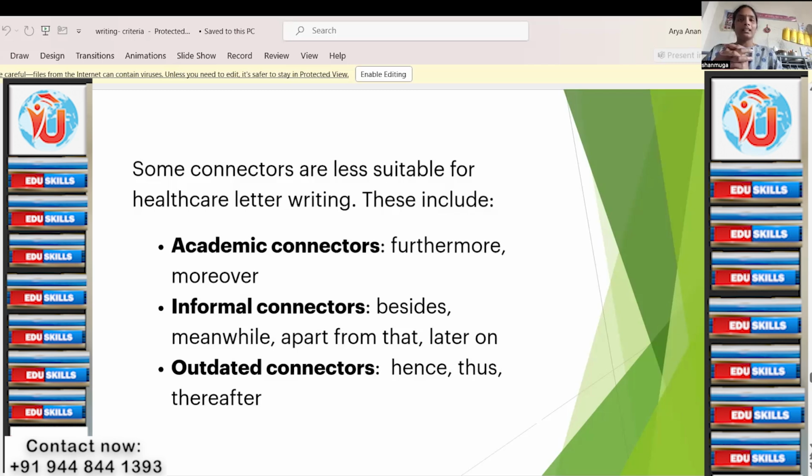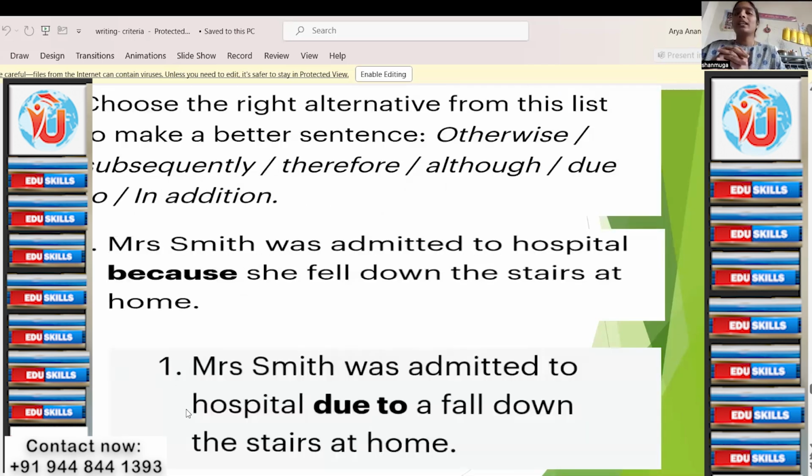So we can see with examples how you can choose an alternative for the sentence. You can see the sentence: "Mr. Smith was admitted to hospital because he fell down the stairs at home." If you use "because," the sentence is grammatically correct, but "because" is considered informal. So you can make it more formal by choosing "due to." This is acceptable and appreciated by the OET, so you can use "due to a fall down." And that's all about the criteria.